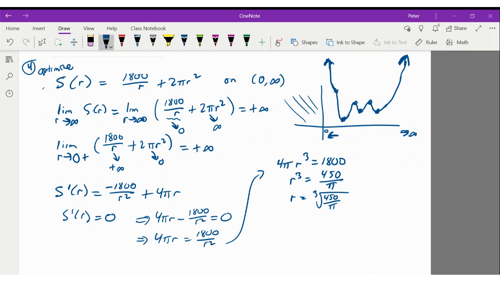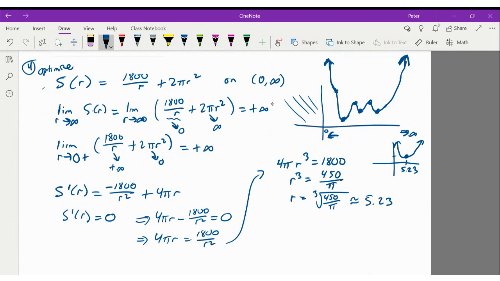So that is approximately equal to 5.23. What that really tells us is that this diagram that I drew really looks more like this, and that at 5.23, it hits a minimum. So that is in fact going to be the value that minimizes that.